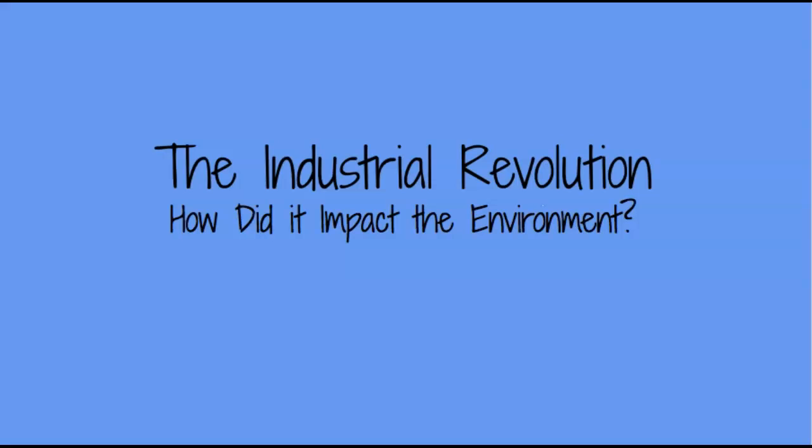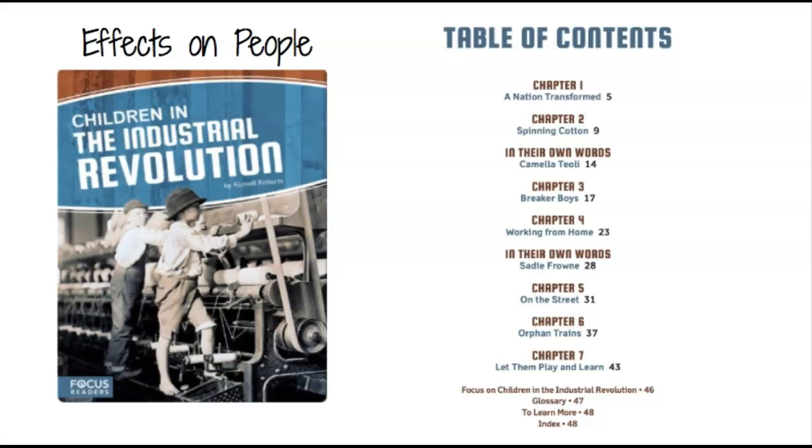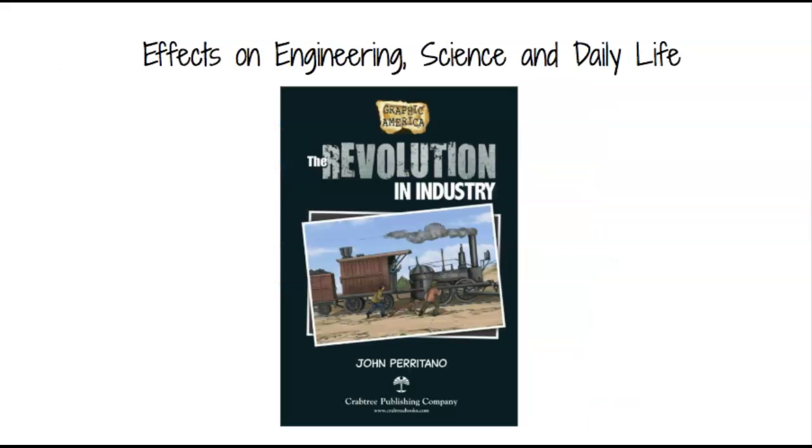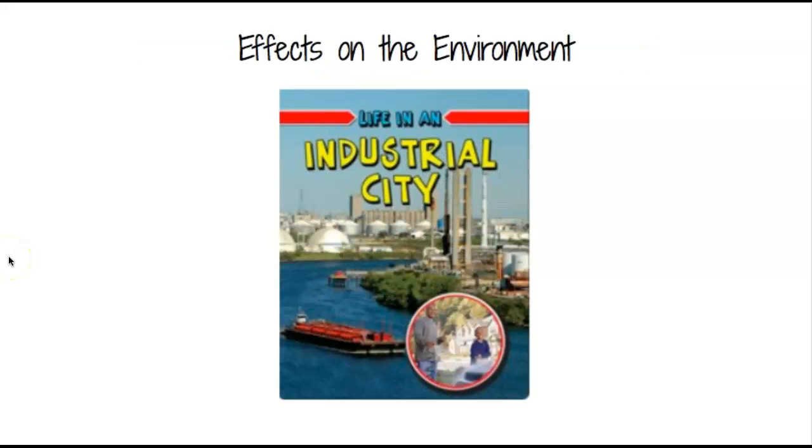For each of these, there is a book on Epic Books, and Epic is a free online book reading app. So there is Children in the Industrial Revolution, which talks about children in particular, but all people in general. There's a book on the revolution in industry to go with the effects on engineering, science, and daily life. And finally, there is a book called Industrial City, which deals with the effects on the environment.